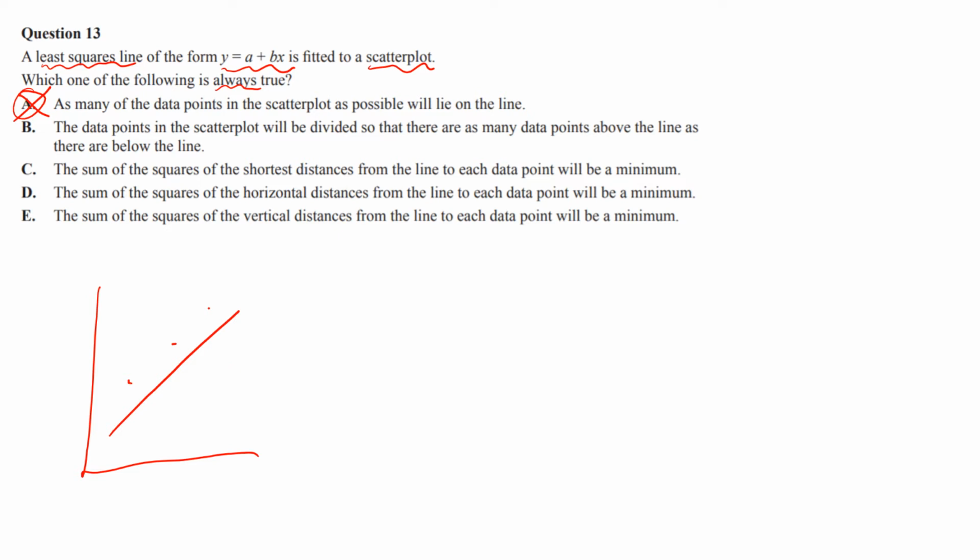All right, then if we look at B. Now in B, they're saying the data points in the scatter plot will be divided so there are as many data points above the line as there are below the line. Well, you can imagine if you're averaging some dots, you've got two dots quite close to the line, but below the line, and one above it, an outlier pulling it up. But because of those two dots below the line, it's dragging it down a bit. So that is not true.